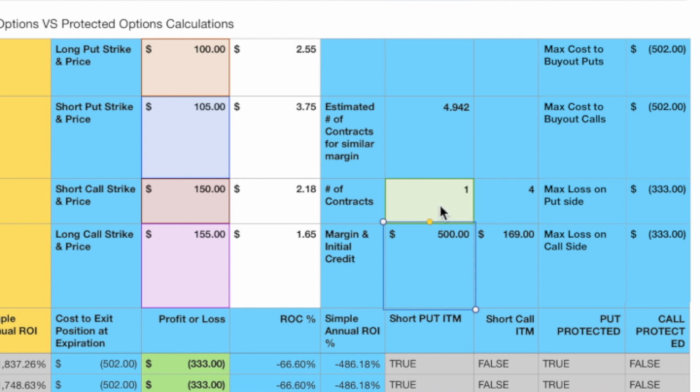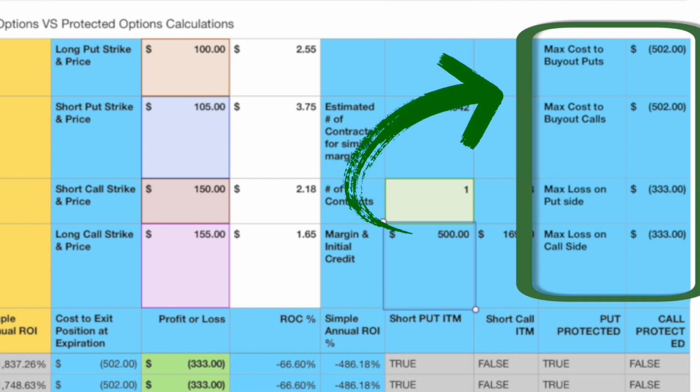Now, if we put in one contract here, it'll show us this $500 is our max loss. And we know that because both wings are the same distance. $500 between this wing and $500 in this wing. It actually calculates with the commission fees as well.